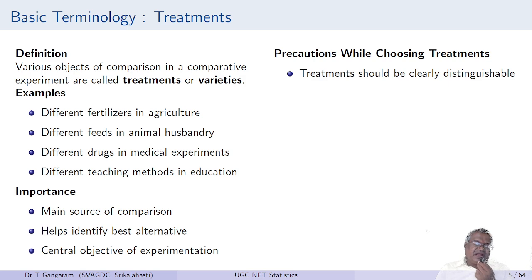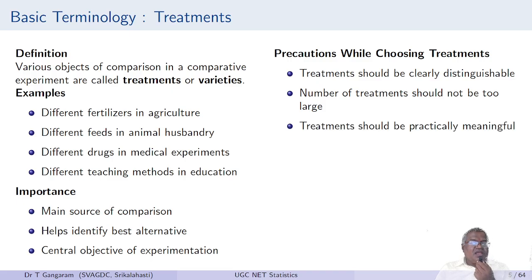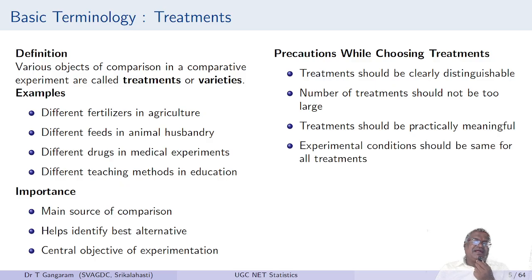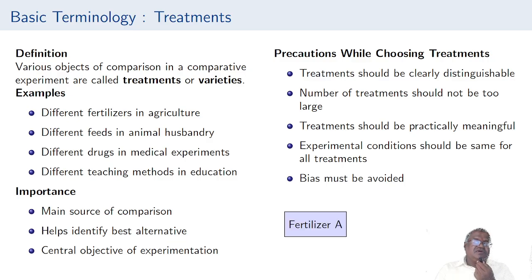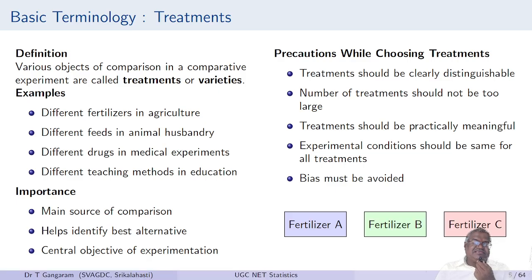We need to take some precautions while choosing the treatments. The treatments should be clearly distinguishable. The number of treatments should not be too large. Treatments should be meaningful, and experimental conditions should be the same for all the treatments. Bias must be avoided. Here we have fertilizer A, fertilizer B, fertilizer C. These three are the treatments we are applying for paddy.